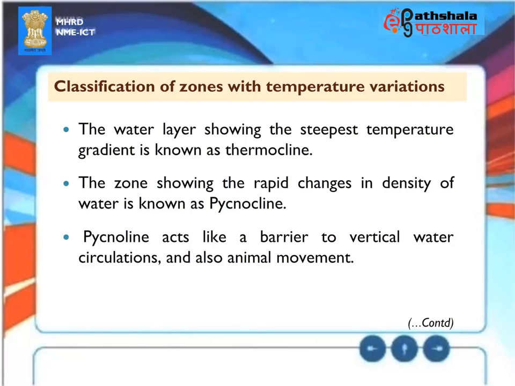The water layer showing the steepest temperature gradient is known as thermocline. The zone showing the rapid changes in density of water is known as pycnocline. Pycnocline acts like a barrier to vertical water circulations and also animal movement.